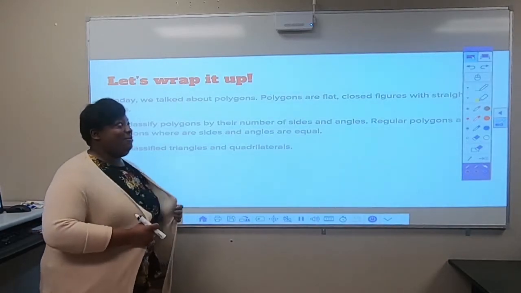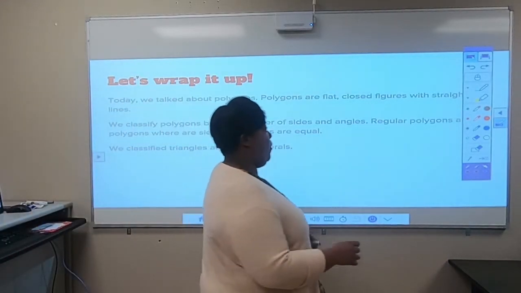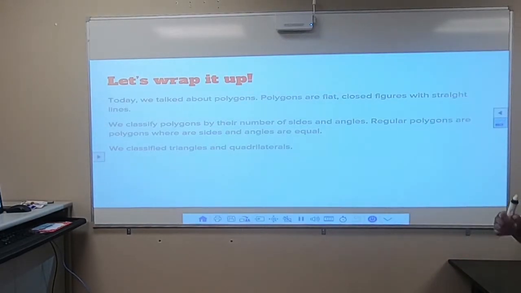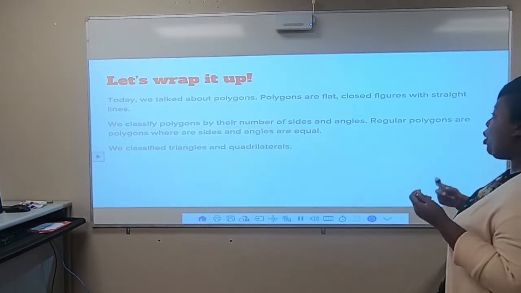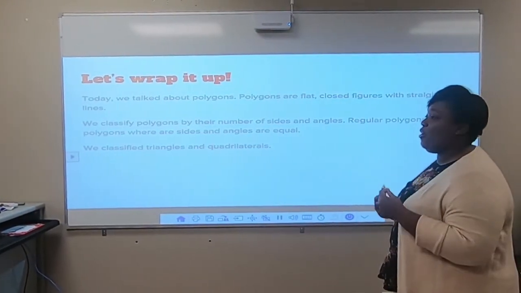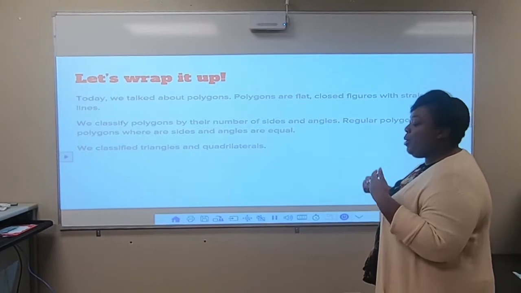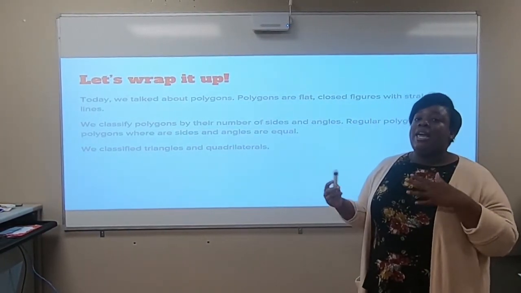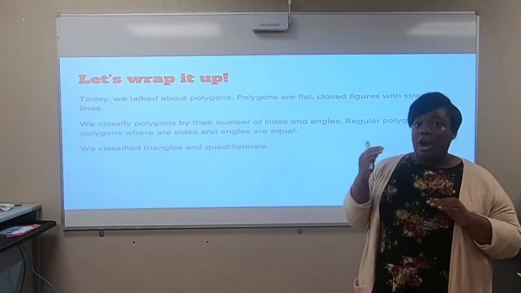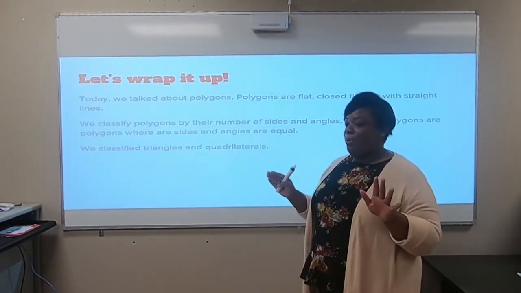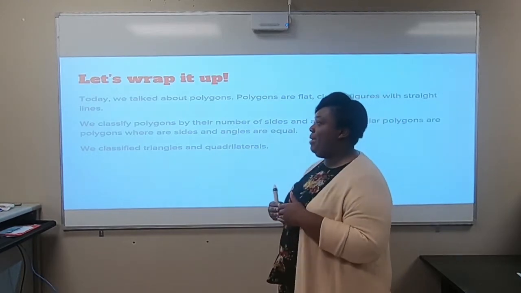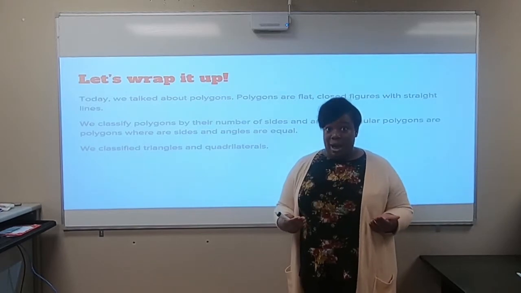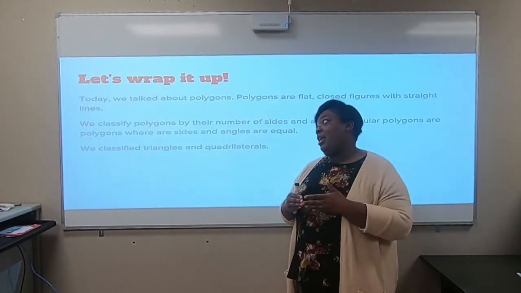Let's wrap it up, okay? Today we talked about polygons. Remember what a polygon is. A polygon is a flat, closed figure with straight lines, okay? Remember, when we're talking about things like hearts, a heart is not a polygon. If you think about a heart, it has curves at the top. So a heart wouldn't be a polygon. A polygon would be a rectangle, square, triangle. Those are polygons, flat, closed with straight lines.